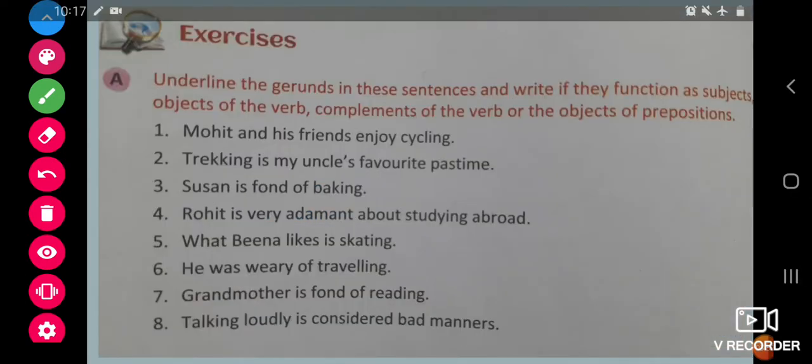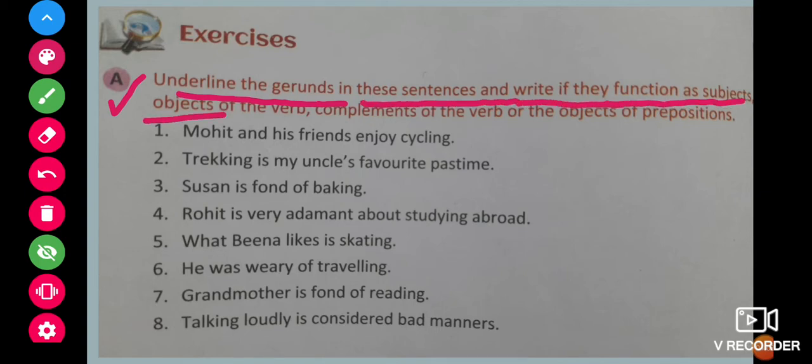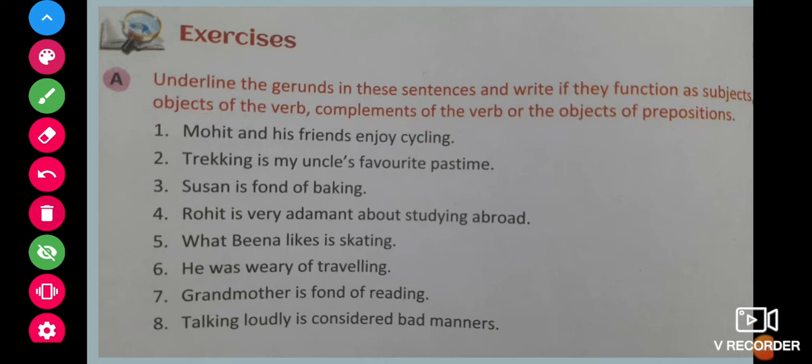These are the exercises. This is your exercise A. Underline the gerunds in these sentences and write if they function as subjects, objects of the verb, complements of the verb or objects of preposition. So let us see. The first example.